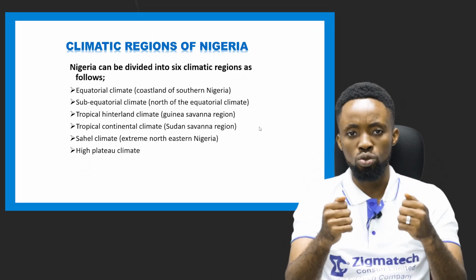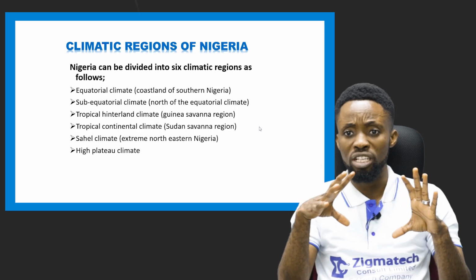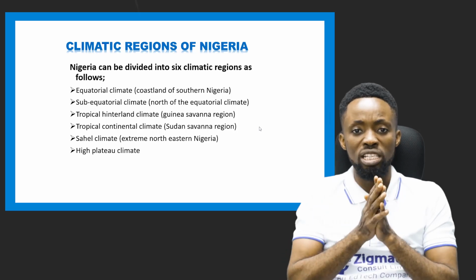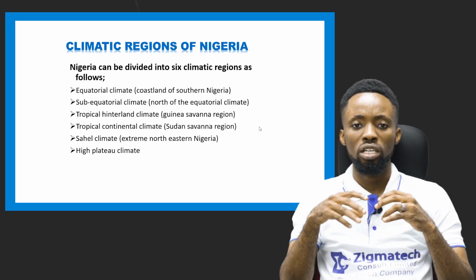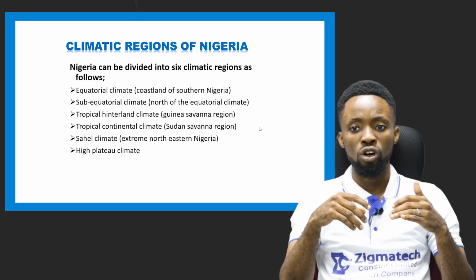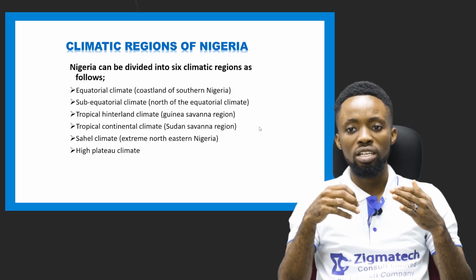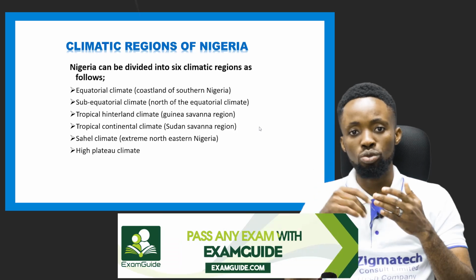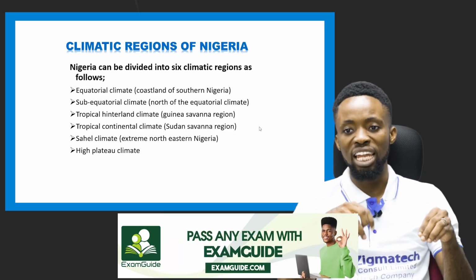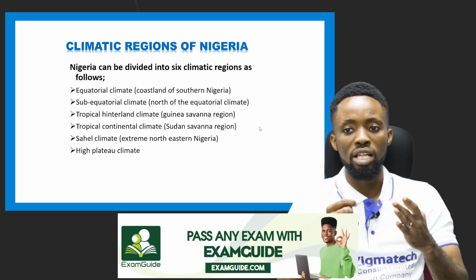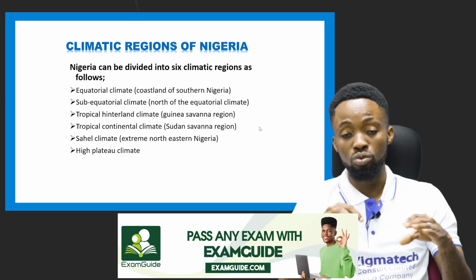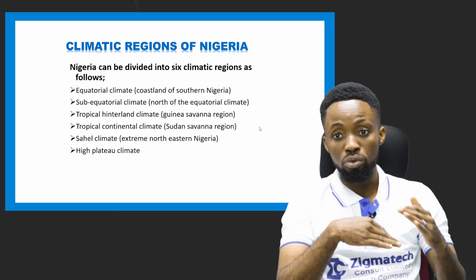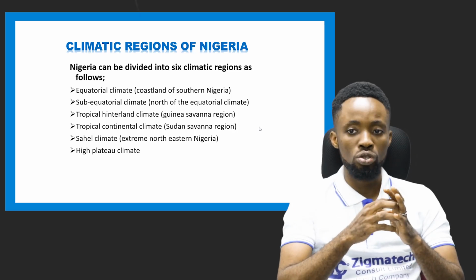Then if I progress towards the north of Nigeria, the north central region, we have the tropical continental climate, especially in the Sudan Savannah region. So the Sudan Savannah region is made up of the tropical continental climate. Then the extreme north of Nigeria, where we have places like Borno and Dutse, we have the Sahel climate there. Amongst all the climates of Nigeria, this is the harshest of all, with the highest amount of temperature and a very low temperature range.